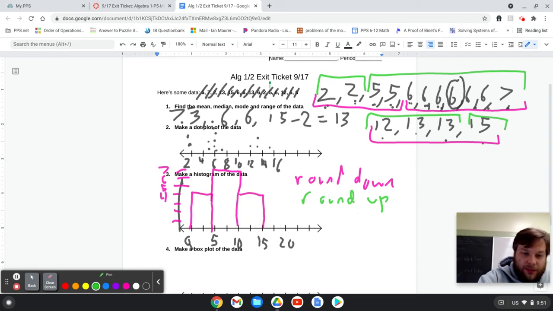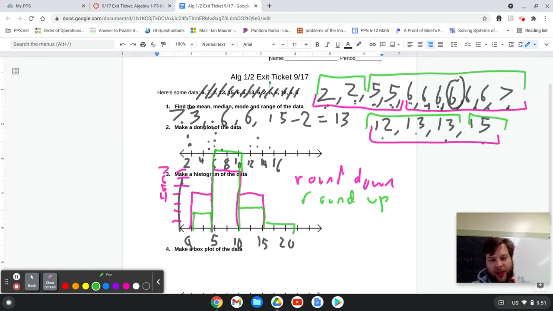So how does that look different? My first rectangle would only be a height of 2. My second rectangle now actually has 9 dots in it, so I have to go a little higher. My third rectangle now only has 3 dots in it. And my fourth rectangle has 1 dot in it. Both of those are correct histograms. You just need to be consistent.